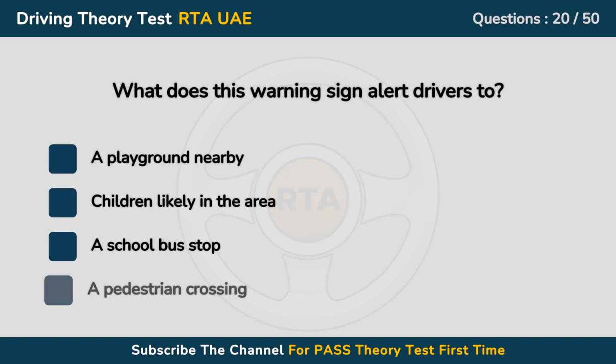Question 20. What does this warning sign alert drivers to? A. A playground nearby. B. Children likely in the area. C. A school bus stop. D. A pedestrian crossing.